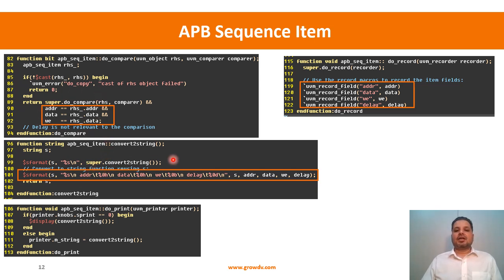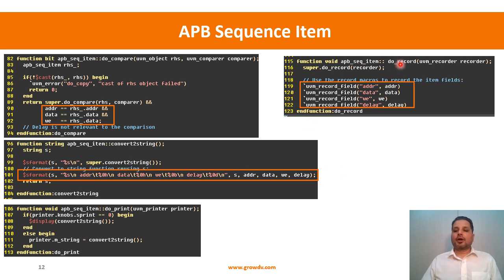And then you have the convert to string. You use the S format with the corresponding format identifiers that will create this particular string, and then you return that string. And then you have the do print, where you use the UVM printer and assign that particular string with the convert to string call, which will print this particular sequence item for debug wherever we require. It is going to print it in a single line in this particular format, which is very helpful for grepping it out from the log files.